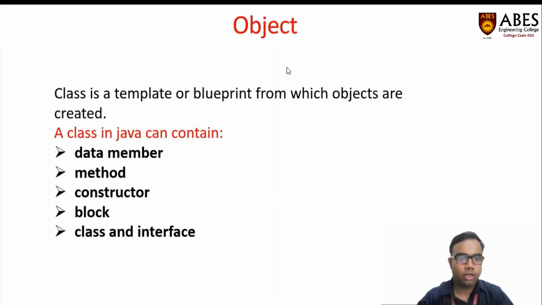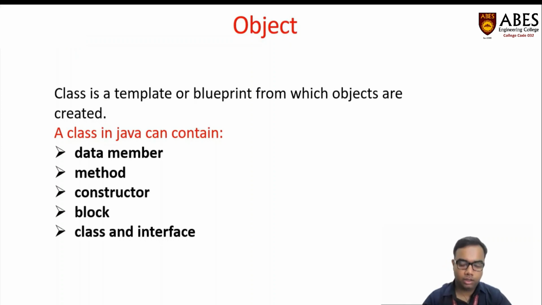Okay. So what is actually a class? A class is basically a template or a blueprint from which we can create objects. Objects are created with the help of a class, so we first have to create a template. A class in Java can contain a data member, method, constructor, block, and it can also contain a class and interface. Means in Java we have a concept of a nested class, which means we can create a class inside another class.